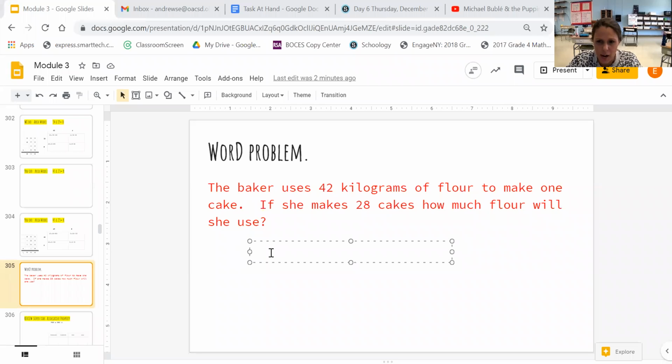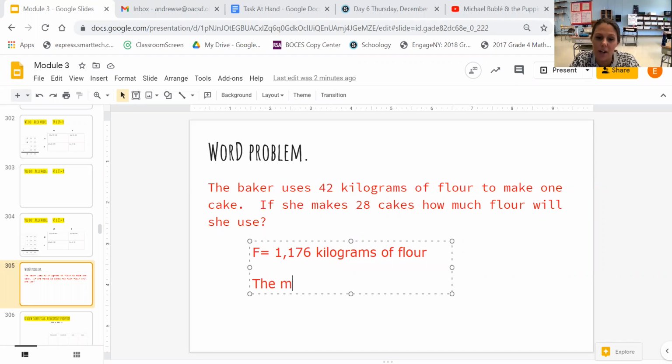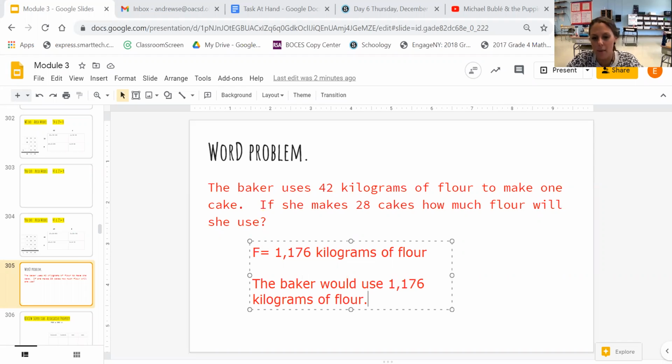For your correct answer, I'm going to put an F for flour as my variable. You should have 1,176, technically kilograms of flour, if you should have your label there. You could have also done an answer statement. The baker would use 1,176 kilograms of flour. Okay?